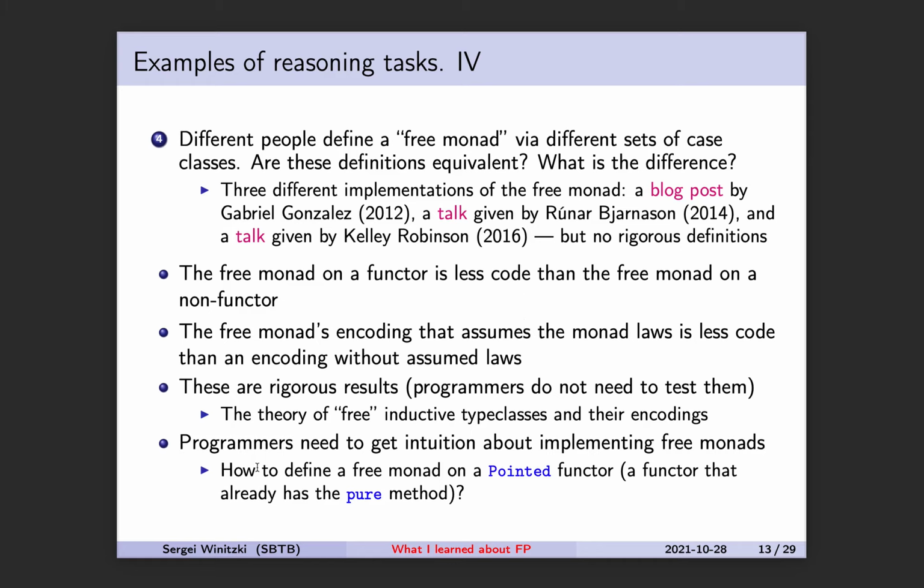And for instance, the programmer could then answer another question about a free monad, like this question. How do you define a free monad on a pointed functor? So you have a type constructor that is already a functor, and already it has a pure method as well. So it has a map and pure. It just doesn't have flat map or flatten. So how do you define a free monad for that? And there's a procedure and a theory, and if you study that, then you would be able to do some derivation and come up with the correct code.